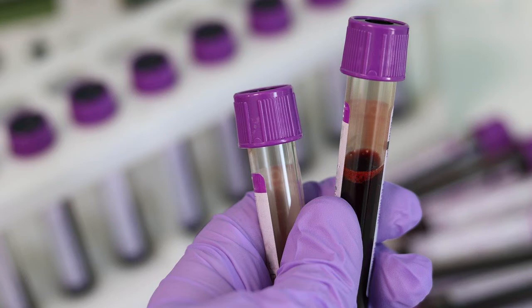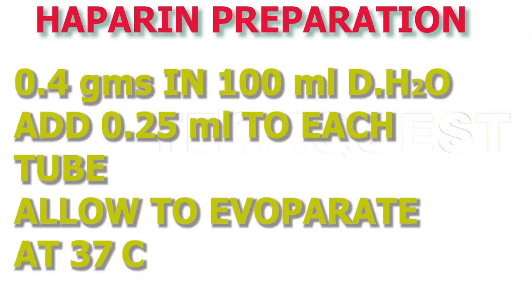Heparin is an acid mucopolysaccharide. It acts by complexing with antithrombin to prevent blood clotting. Heparin is found in basophil and mast cell granules. Heparin is used therapeutically as an in vivo anticoagulant. Preparation: 0.4 grams of heparin is dissolved in 100 ml of distilled water.